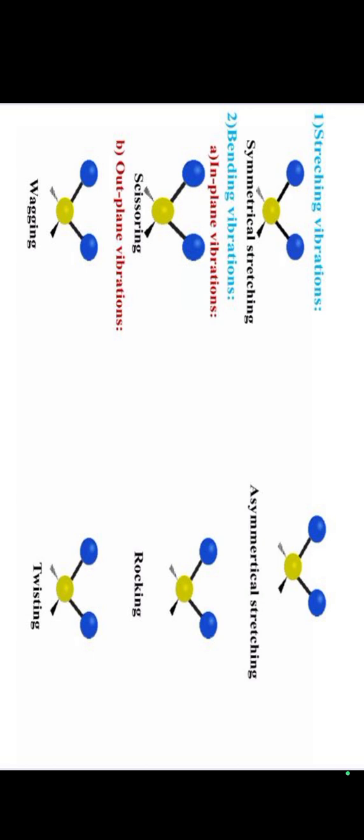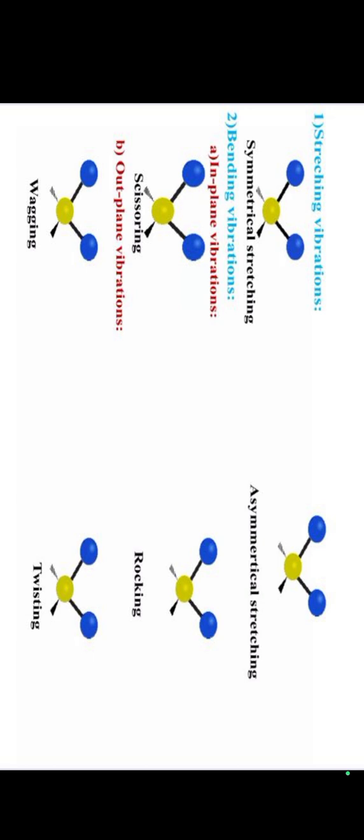In-plane vibration is again classified into two, scissoring and rocking. First one, scissoring. Scissoring means there is a change in bond angle, whether increase or decrease, in a plane. Only one time increase or decrease in the bond angle is called scissoring.